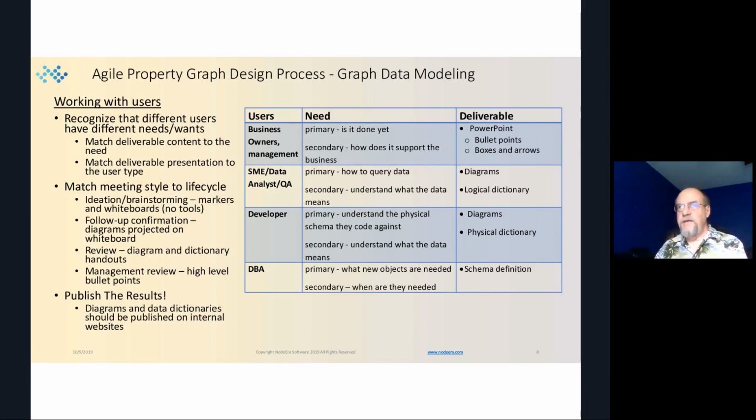So what I've got here is a couple different tools that you can use. This chart is trying to lay out your different user types, and notice it's similar to the viewpoints on the Zachman framework. But you need to understand these different types of people have different needs. So, the business owner and management, let's be honest, management basically just wants to know if it's done.